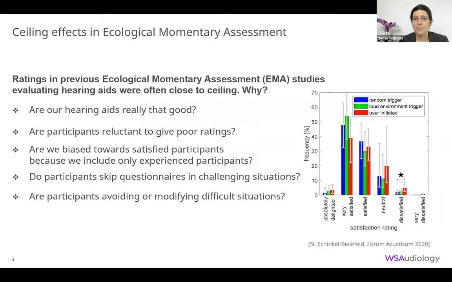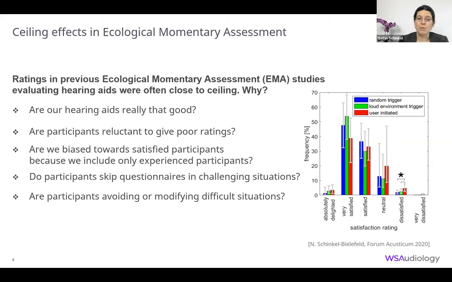ceiling effects. And here is an example of one of the previous studies, but we have also seen at Josephine's talk that there are very high ratings, and the question is, why is that? Are our hearing aids really that good? Or are participants too reluctant to give poor ratings because they like us and want to be nice? It could also be because we primarily do studies with experienced hearing aid wearers. So maybe we exclude the ones who are having trouble getting used to hearing aids. But I guess we will later hear more from a study with real patients from Rodrigo.